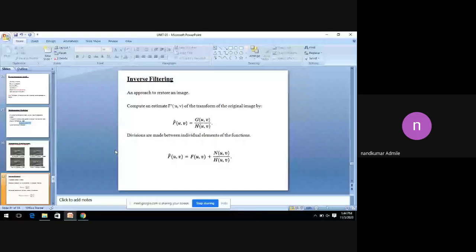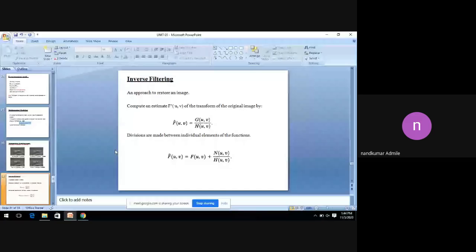Okay, so everyone listen carefully for 10 minutes. We have to start with inverse filtering, and then there is Wiener filtering. How can we use the inverse filter and how can we represent it? Basically, the two types of filters are used to restore the image. How can we restore the image? In order to restore the image, we simply remove the noise which is present in the image.